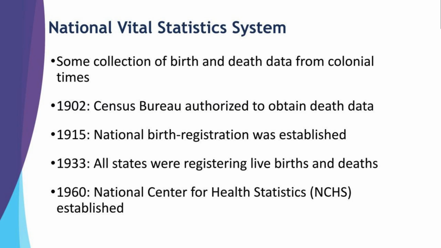In 1902, the Census Bureau was authorized to obtain death data for the residents of the country. The National Birth Registration System was established in 1915, and by 1933, all states were registering live births and deaths. In 1960, the National Center for Health Statistics was established to oversee the National Vital Statistics System, and this is now part of the Centers for Disease Control and Prevention.